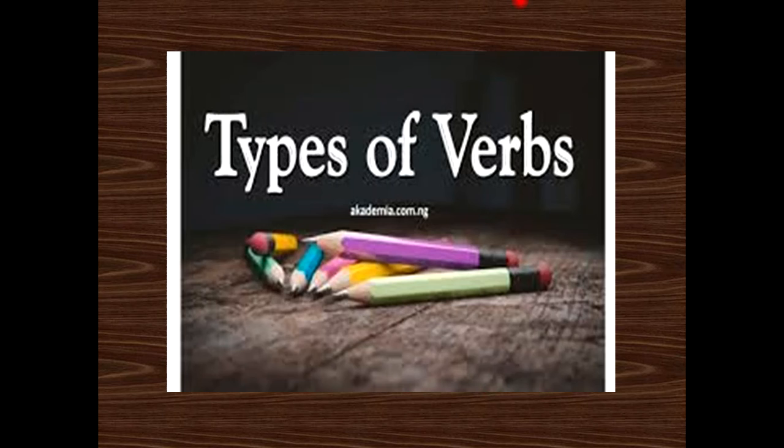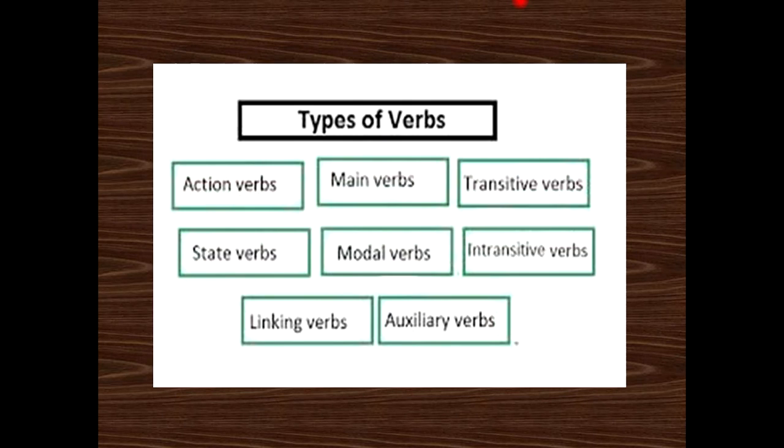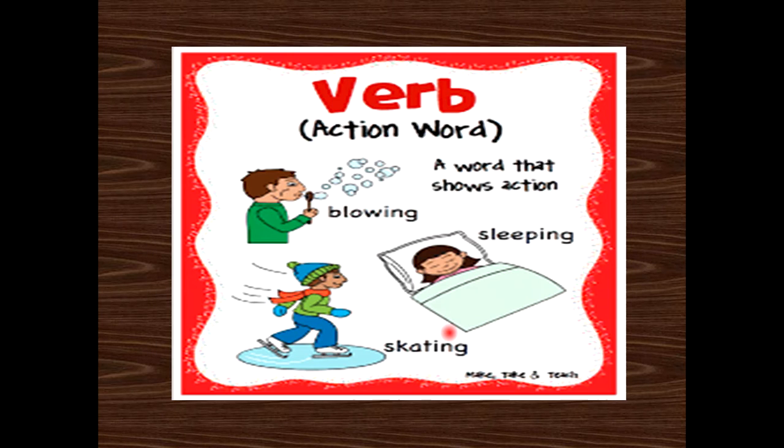Now let's move on to some types of verbs. There are some types of verbs called action verbs, main verbs, transitive verbs, state verbs, modal verbs, intransitive verbs, linking verbs, and auxiliary verbs. We can call auxiliary verbs helping verbs as well. Now let's move on to the more explanation of these.